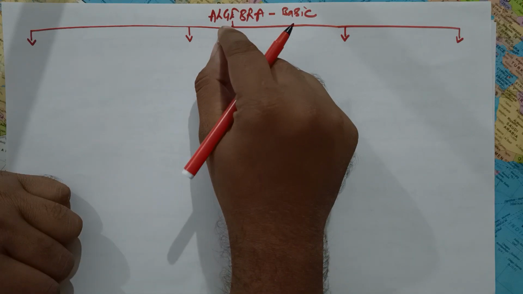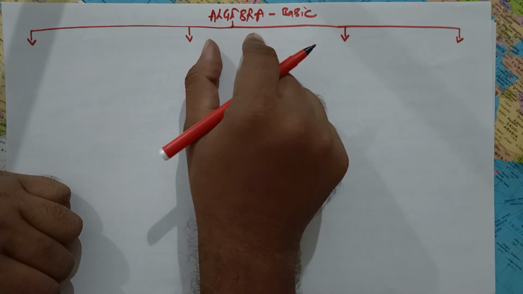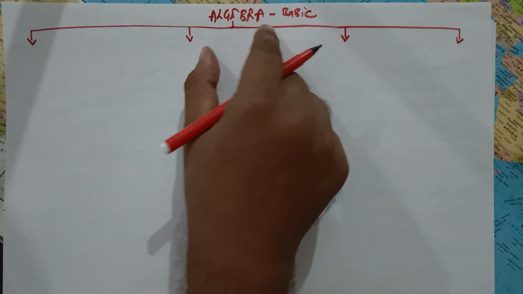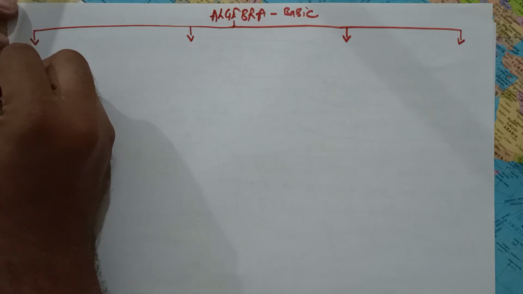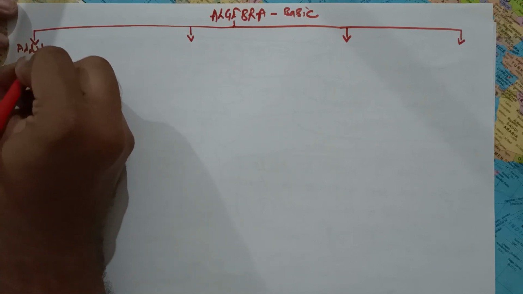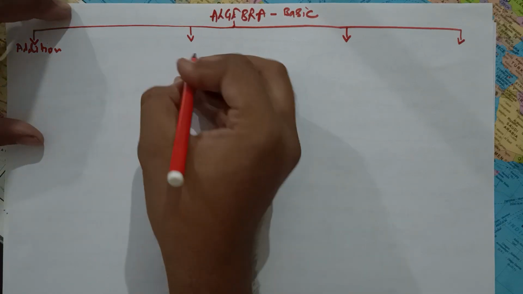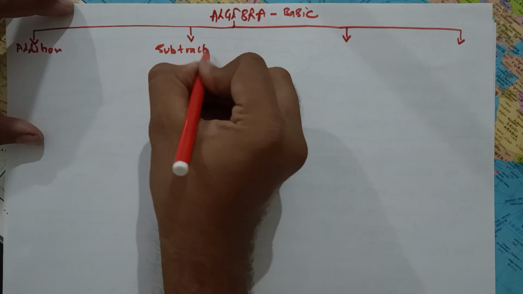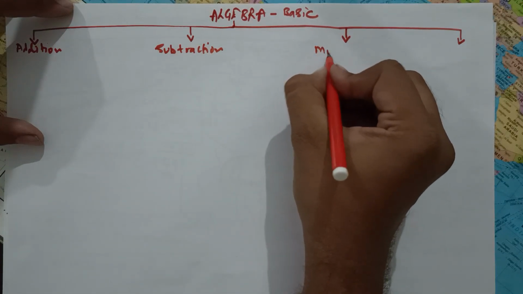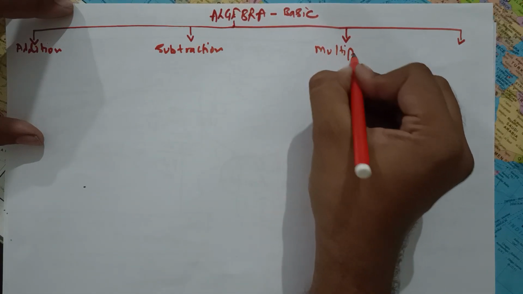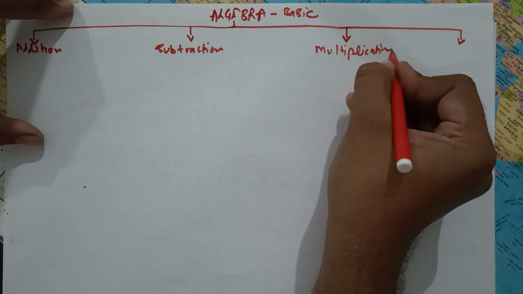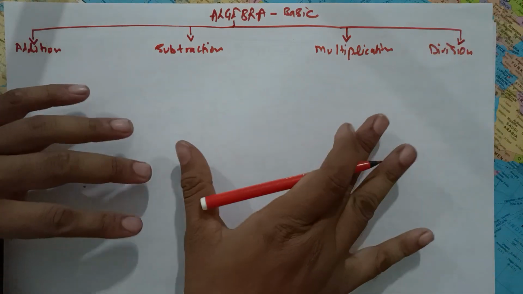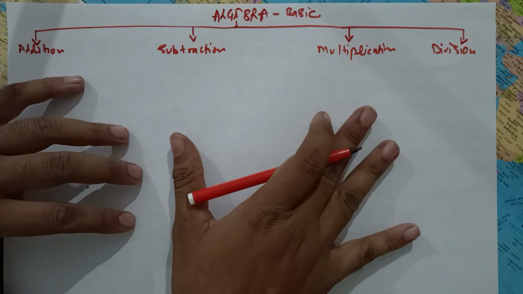So we are going to start basic algebra. We will learn here the basic concepts of algebra: addition of algebra, subtraction of algebra, multiplication of algebra, and division. These are the basic operations of algebra.